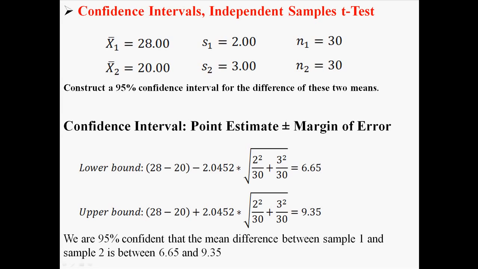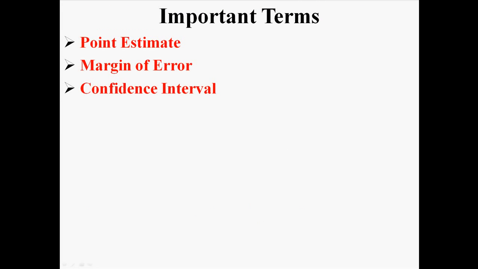So what this means is that we are 95% confident that the mean difference between sample 1 and sample 2 lies somewhere between 6.65 and 9.35. And that's all it means to construct a confidence interval for an independent samples t-test.